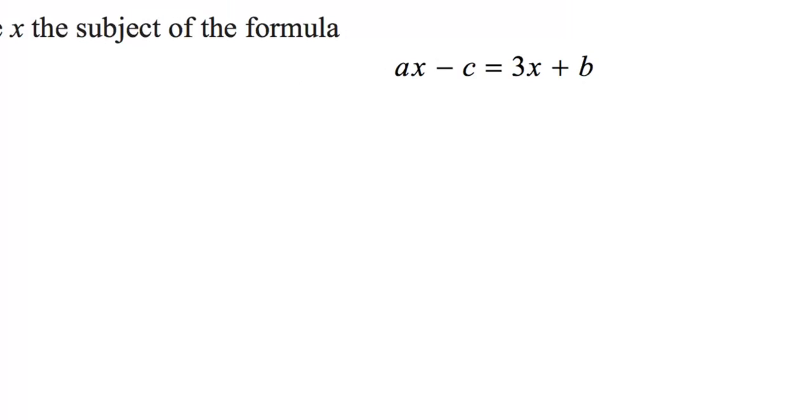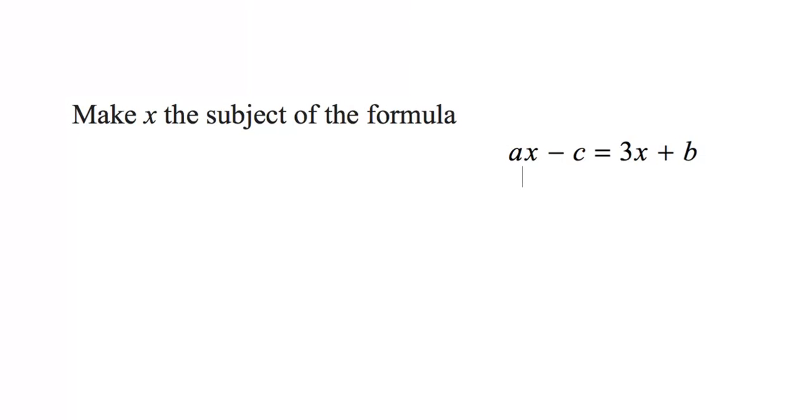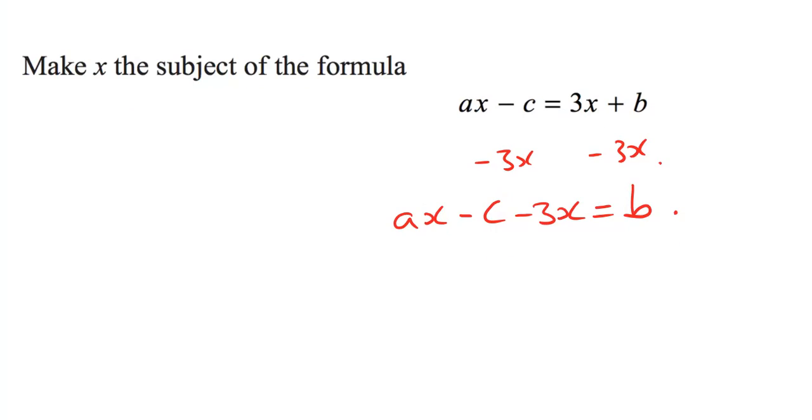So step number one is to move any x's, or the subject you're trying to find, all to the same side, and then to clear out anything else from that side that doesn't have an x in. So I'm going to start off by taking 3x from both sides. So this is going to be ax minus c minus 3x is equal to b. Okay, so that's me putting everything that has an x in it on the same side.